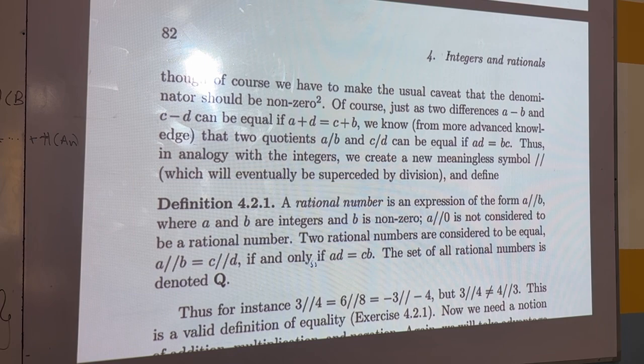Of course, just as two differences a minus b and c minus d can be equal if and only if a plus d equals c plus b, we know from more advanced knowledge that two quotients a by b and c by d can be equal if and only if AD is equal to BC. Thus, in analogy with the integers, we create a new meaningless symbol. Over there he made it longer, the subtraction line. Here now we added one more, double lines.